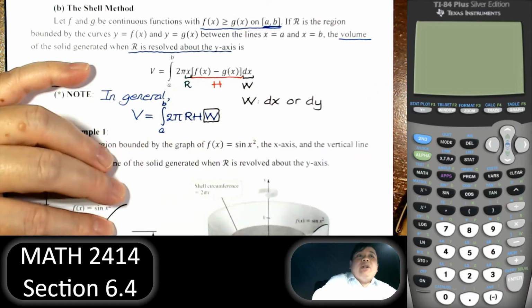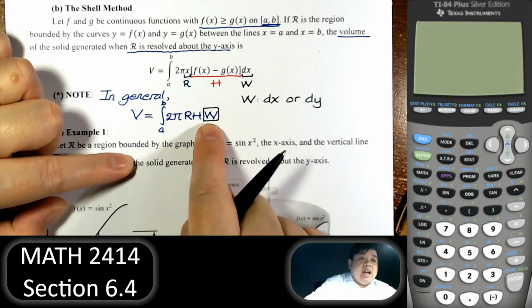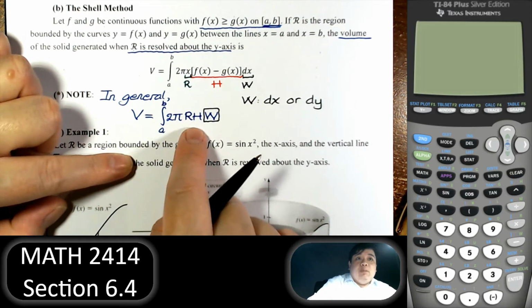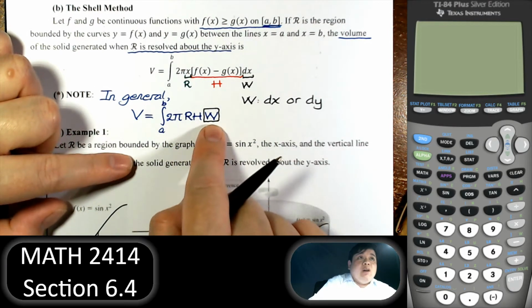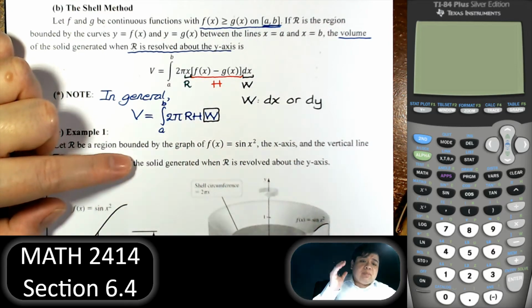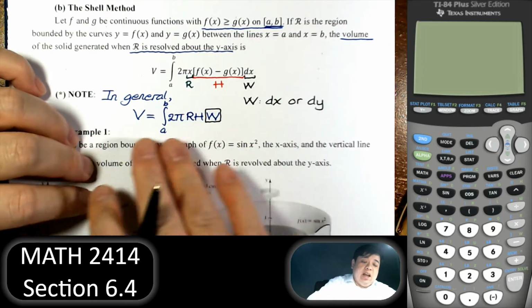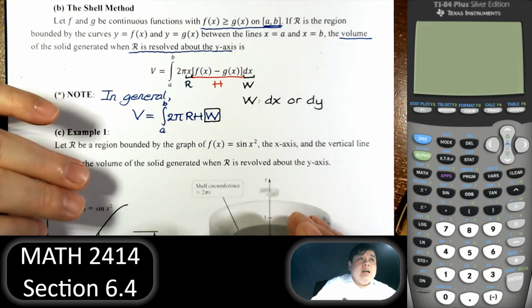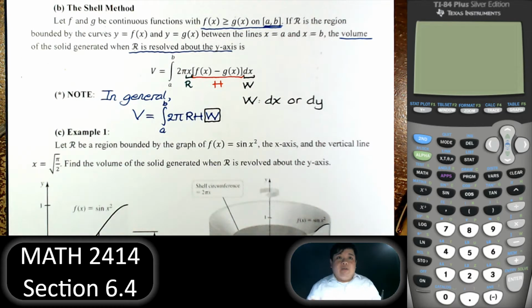And similar to this method, if we have dx, every r and h have to be in terms of x. If we have dy, it's going to be y. Everything has to be in terms of y. Right. Now, and finally, how do we determine dx and dy? Think about this.